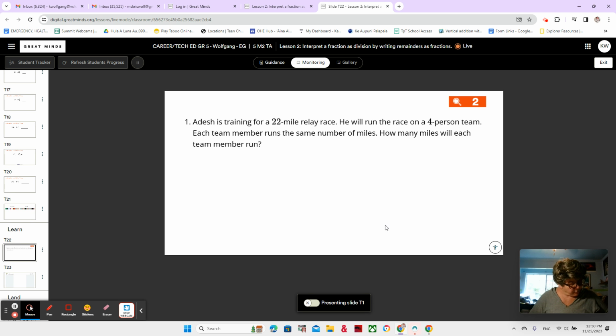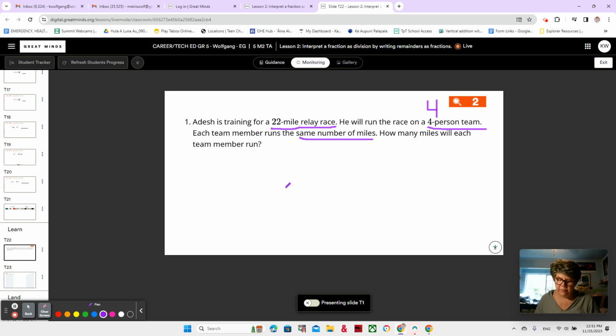Okay, so let's consider this problem, right? Start by reading. How many members are on each team? 4-person team. So that would be 4 people on each team. What do we know about the 4 team members? Each team member runs the same number of miles. All right. What is the total number of miles in the race? 22 miles is the total race.